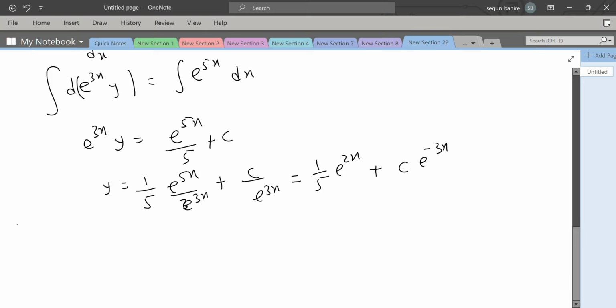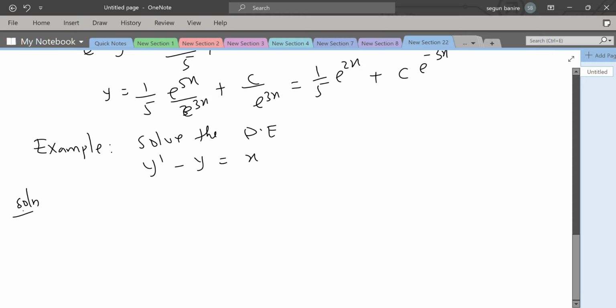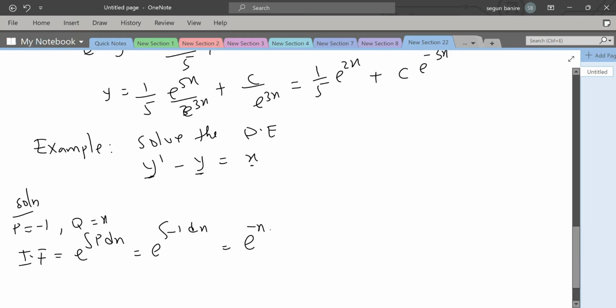So we are done. So let's look at example 2. Checking this, you could see that your dy/dx can also be written as y prime. So your p is -1, your q is x. You could see that it follows the general form of the non-exact equation we are dealing with. So now we need to get our integrating factor, which is e^(∫p dx). So the integrating factor is e^(∫-1 dx), so you get e^(-x).